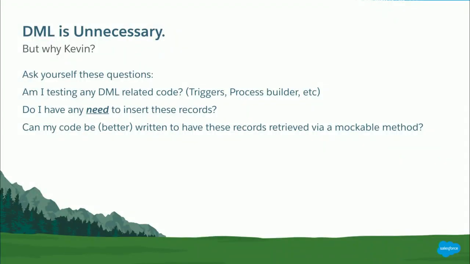So ask yourself these questions. Am I testing any DML-related code? If the answer is, I'm testing a trigger, then the answer is probably yes. You're going to have to do DML. Are you testing an interaction between workflow rules or Process Builder and your code? Yes, you're probably going to have to do some DML. On the other hand, if you're not doing DML, and most of the time I wager we're not, you don't necessarily need to do DML unless you find there's some edge case where you need some data that is being modified by a trigger in flight, and you'll find those pretty easily if you have them.